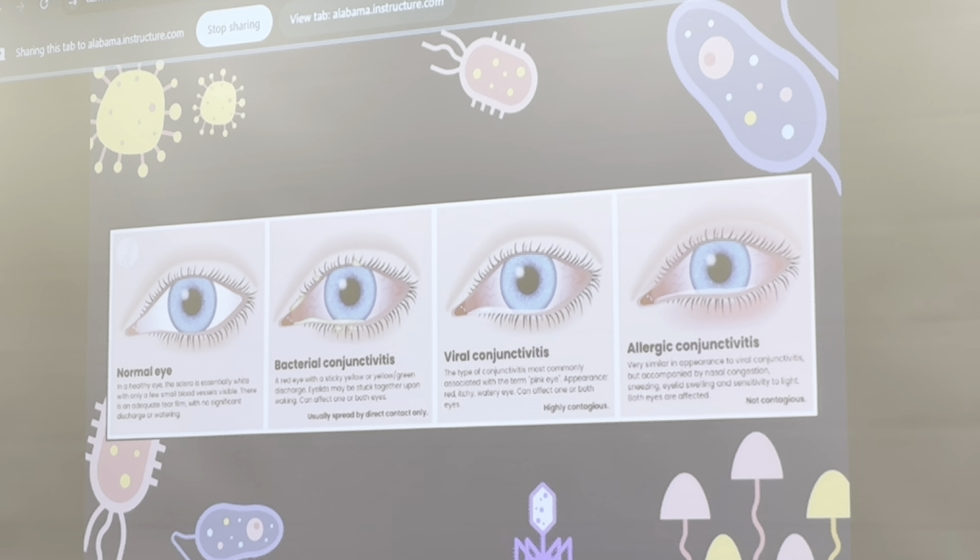I included another slide as well, so it's important, don't y'all think, to know the signs and symptoms of your three different types, right? So again, you have your bacterial, your viral, and your allergic. Your allergic and your viral conjunctivitis are gonna look very similar in presentation. So that key feature is gonna be the on and off of those symptoms.